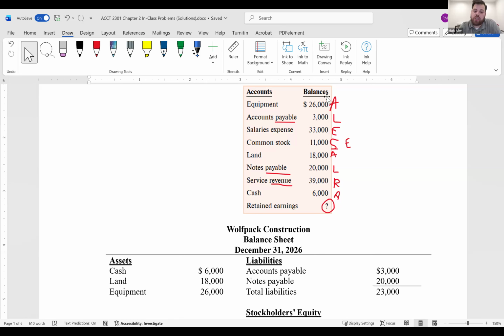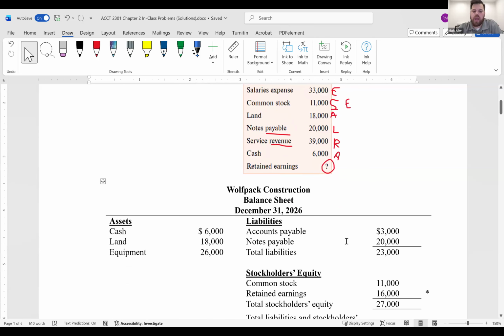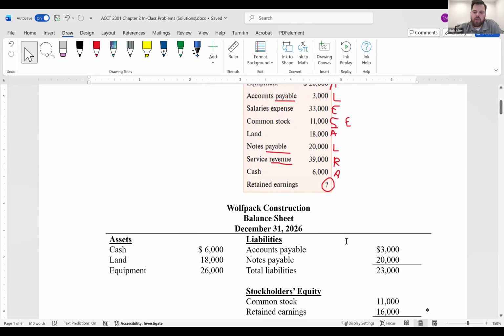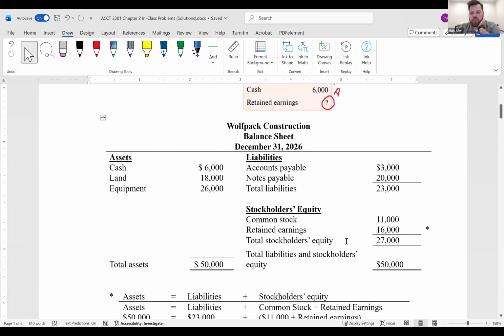For the liability section, we had two. We had accounts payable and we had notes payable. So both of those come in. So now we see that we have total assets of $50,000 and total liabilities of $23,000. Next, we look and we see our common stock of $11,000. So if we do 11 plus 23, that would be 34, but I need to get to 50. So that means the only other account that I don't know the balance of is retained earnings. So now I can say, well, I need another $16,000, and that must be into retained earnings.